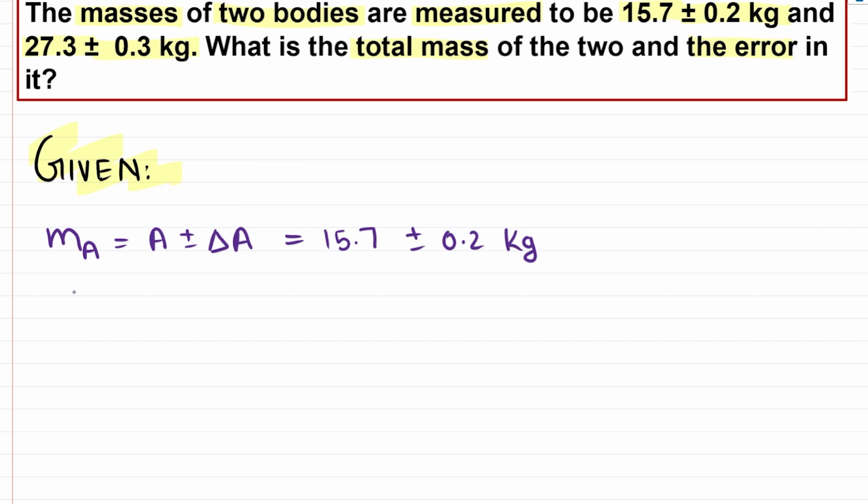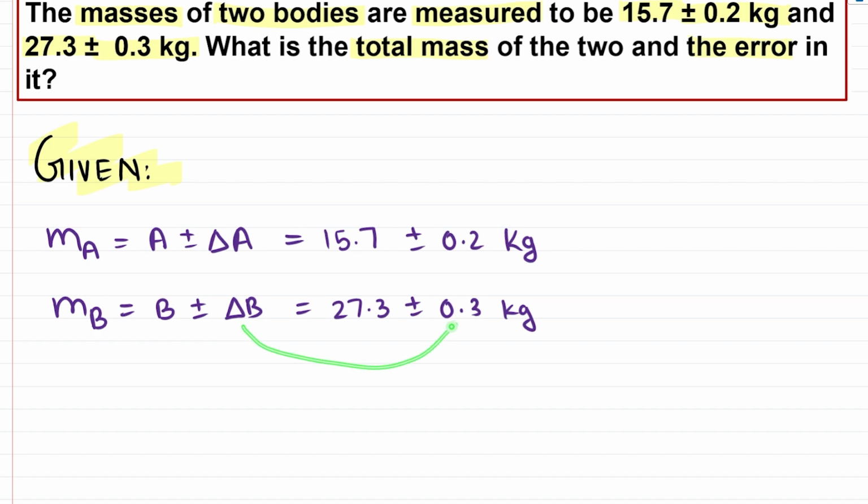Similarly, if I represent the mass of the second body using the letter B, then the mass of body B would be represented as the most probable value plus or minus the error involved in that measurement, delta B. And this is given to us as 27.3 plus minus 0.3 kilograms. So based on this, the error involved is 0.3 kilograms, and the most probable value is 27.3 kilograms. Apart from this, no other data is given in the question.